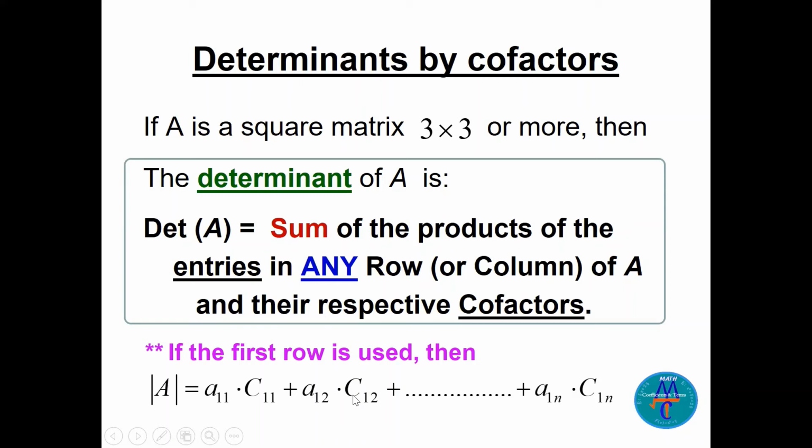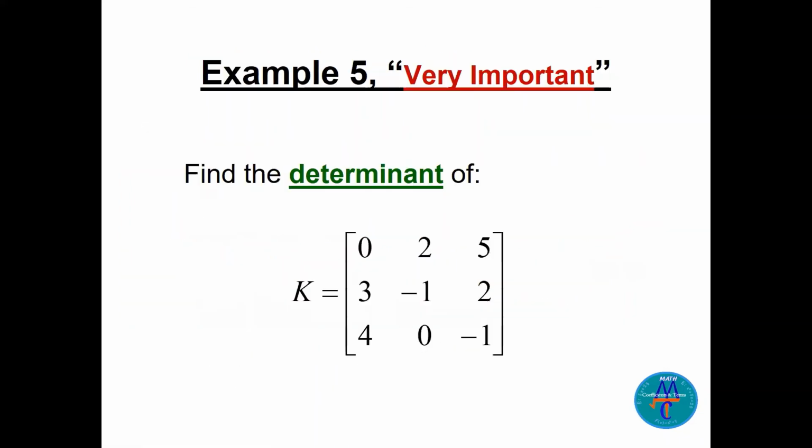Inside the cofactor, you have to find the minor. So in the formula here, the minor is not shown until we finish the elements in the row or the column. Let's see, I think, a nice important example here. Find the determinant of K: 0, 2, 5, 3, minus 1, 2, 4, 0, minus 1.